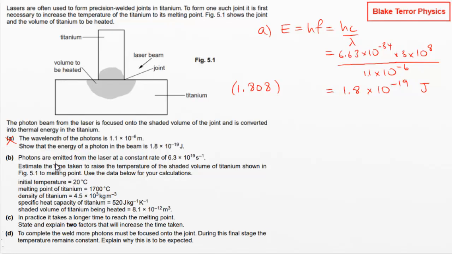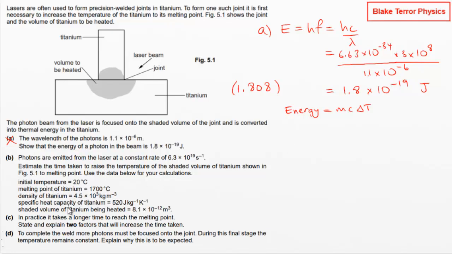Right, photons are emitted from the laser at a constant rate of 6.3 times 10 to the 19 per second. Estimate the time taken to raise the temperature of the shaded volume of titanium shown in the figure to the melting point. Right, so we're doing mcΔT. So our energy, assuming it's all going into this, is going to be mcΔT. So what have they given us? Assuming we've got no losses going on here.